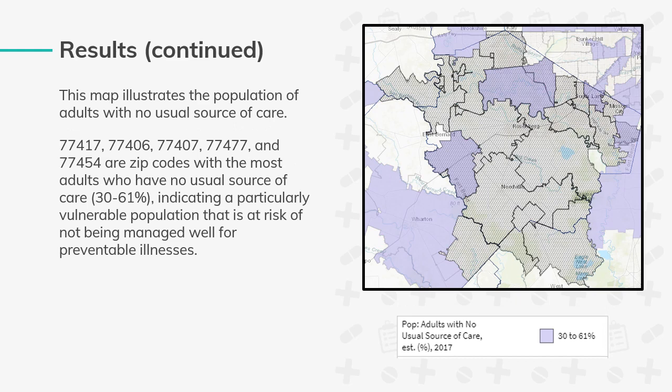This map shows where 30 to 61% of adults do not have a usual source of care. These patients do not have routine checkups, so metabolic syndrome will most likely not be caught at its earliest stages. Seeing where these patients are is very helpful for understanding how to solve the issue.